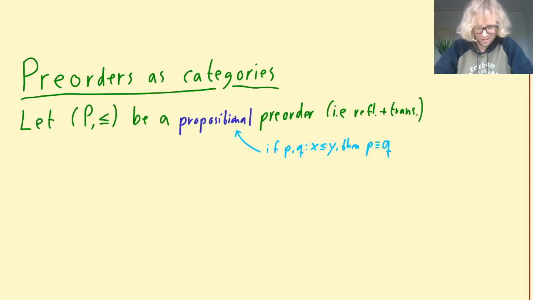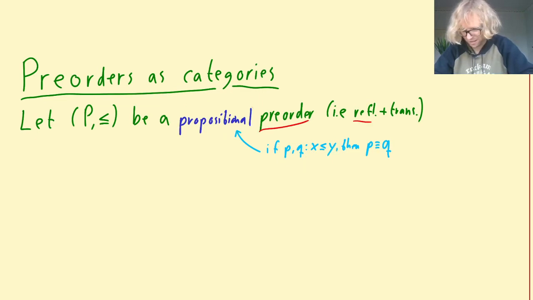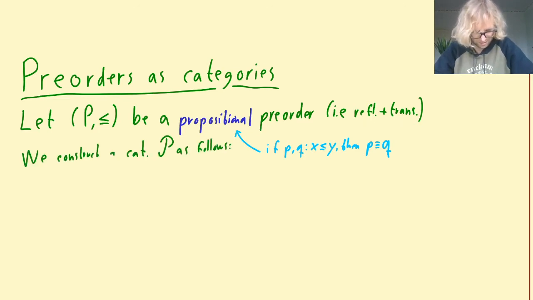So let's say that P and less than is a preorder, and it's important here that it really is propositional, meaning that if we have two proofs that x is smaller than y, then these proofs are actually equal. Right? And remember that preorder means that it's reflexive and transitive. Okay, so now if you give me that, then I'm going to give you a category constructed from this preorder.